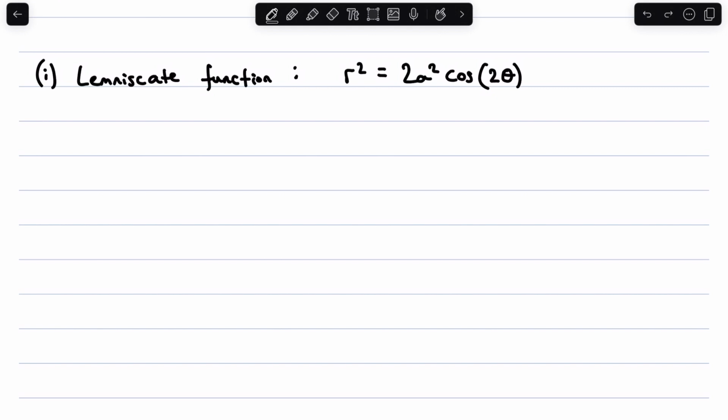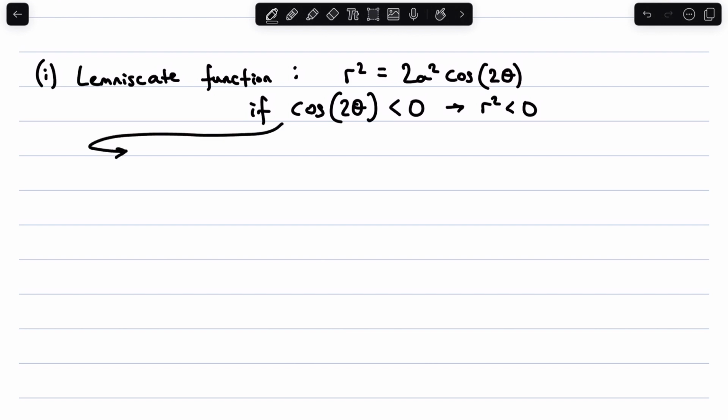We're also assuming here that a is also a real number. So if we had cos of 2 theta less than 0, it would lead to r squared less than 0, which makes no sense in our case. And this cos of 2 theta being less than 0 is the same as our 2 theta being greater than pi over 2 and less than 3 pi over 2. Or our theta being between pi over 4 and 3 pi over 4. We don't want that range, so outside of that range is fine.